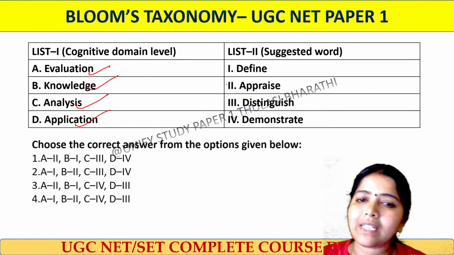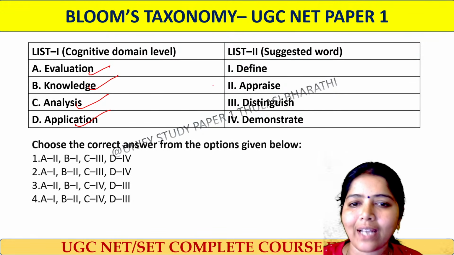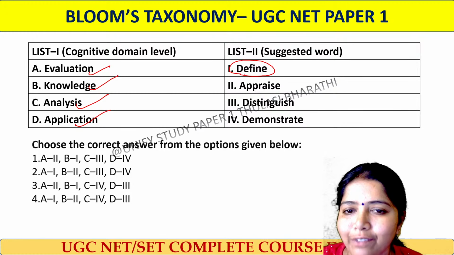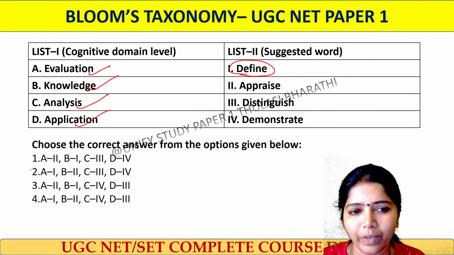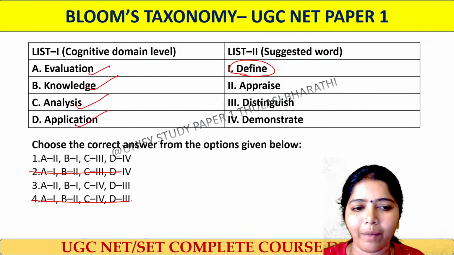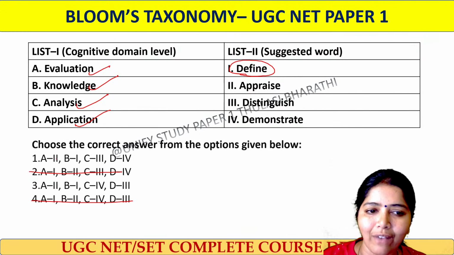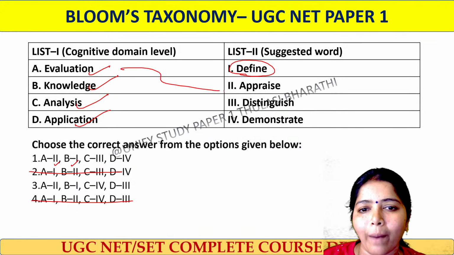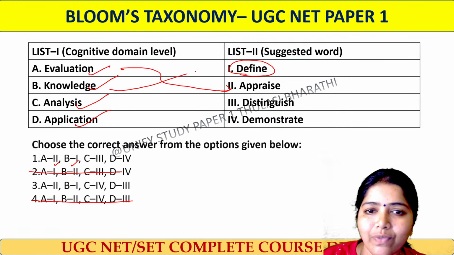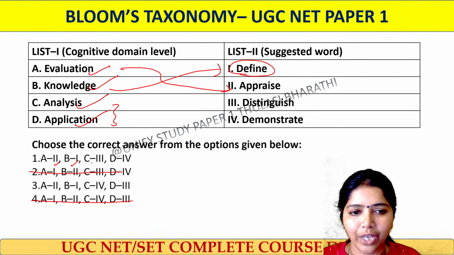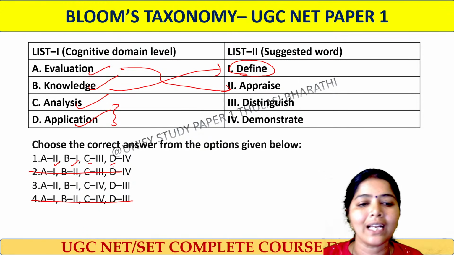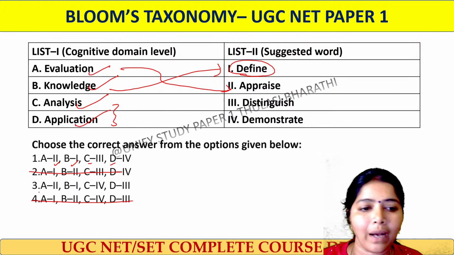Okay. The first, easily we can connect with what? We can connect with the define. Define connected with knowledge level, right? We can connect, so we can eliminate option number 2 and I can eliminate option number 4. Only we have these two. So here we have A2 and B1. What is evaluate? We have to appraise, right? And then knowledge we have to define. And then there are two things, analysis and application. Here we have to go with C and D. So obviously 2 will not come and 4 will not come. We have to check only with this one.